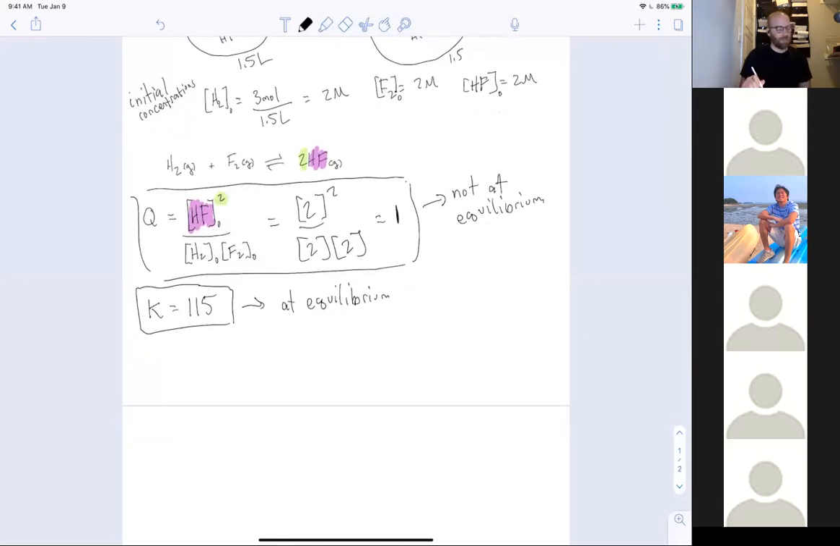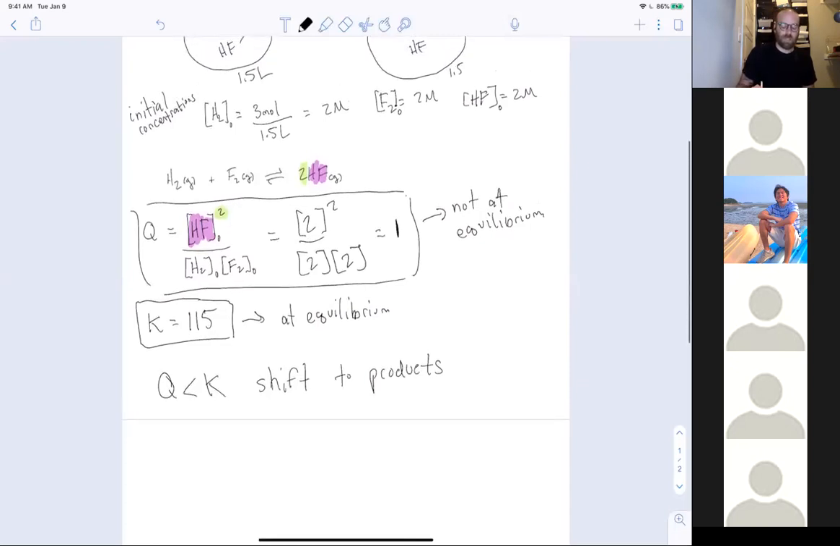One way to know is just to memorize that for Q less than K, it's going to shift to the products. That pretty much tells you everything you need to know, because if that's true, then Q greater than K means it must shift to the reactants. And then you just have to know that Q equal to K means it doesn't move at all. But so Q less than K, it shifts to the products.